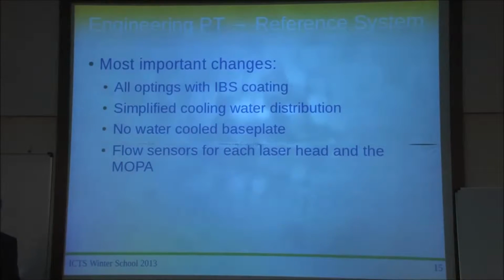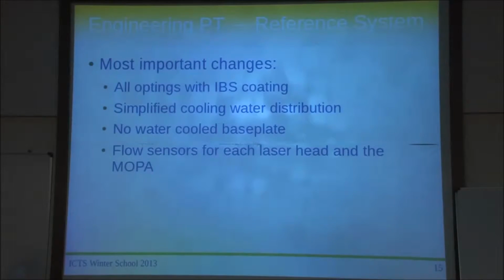Okay, so I'm going to summarize some of the most important lessons we learned when we transferred from the engineering prototype, that's the system I was talking about right now, to the reference system, which is a system which is still in use. That's a system which is identical to the observatory lasers. Some of the most important changes is, as I said, all the optics are coated with this IBS technology.